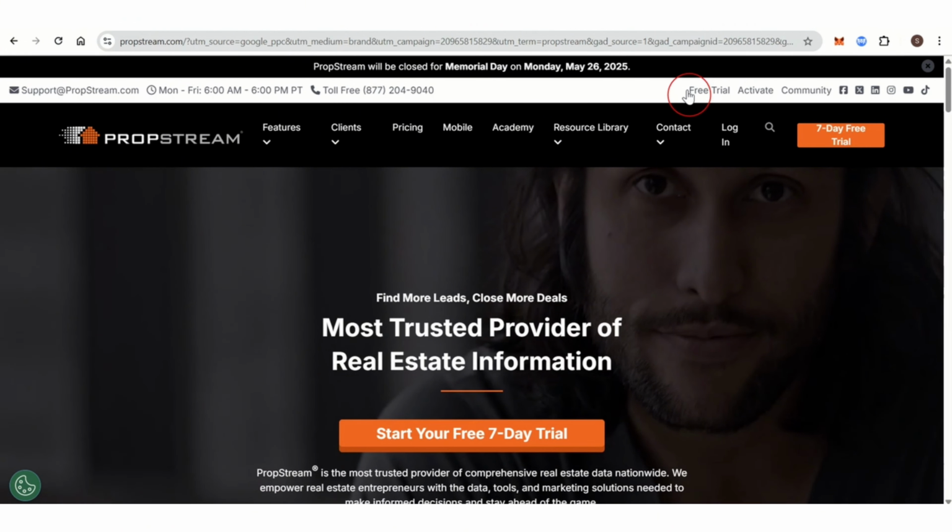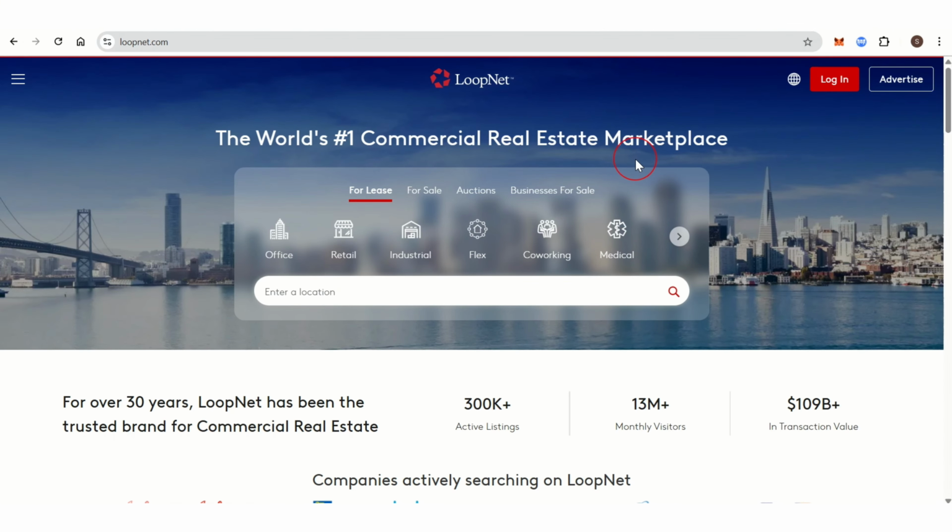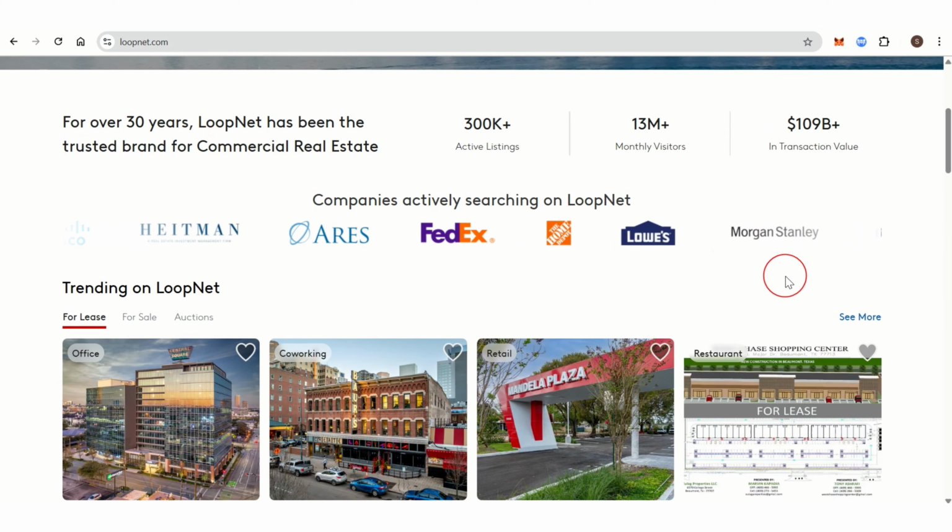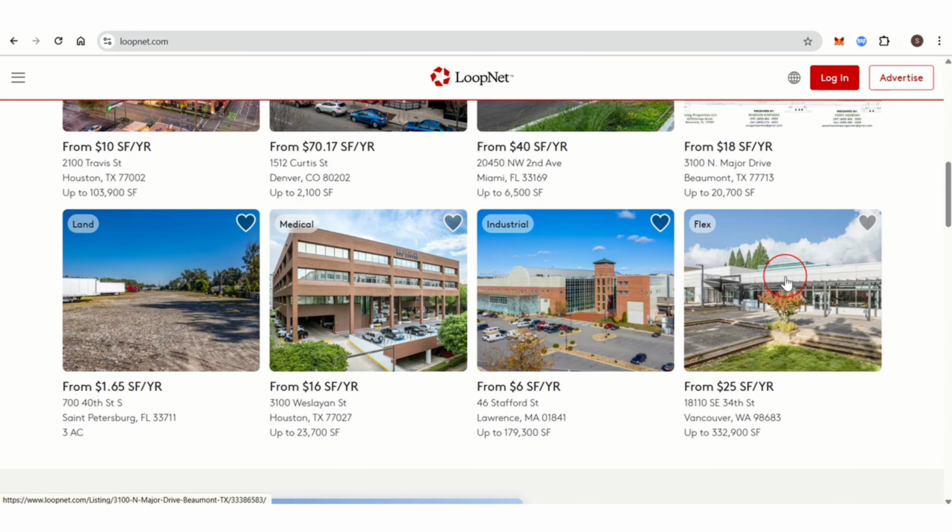be less reliable. While the overview of LoopNet is that it is a leading online marketplace for commercial real estate listings, offering properties for sale, lease, and acquisition. It caters primarily to commercial real estate professionals, including brokers, investors, and tenants.